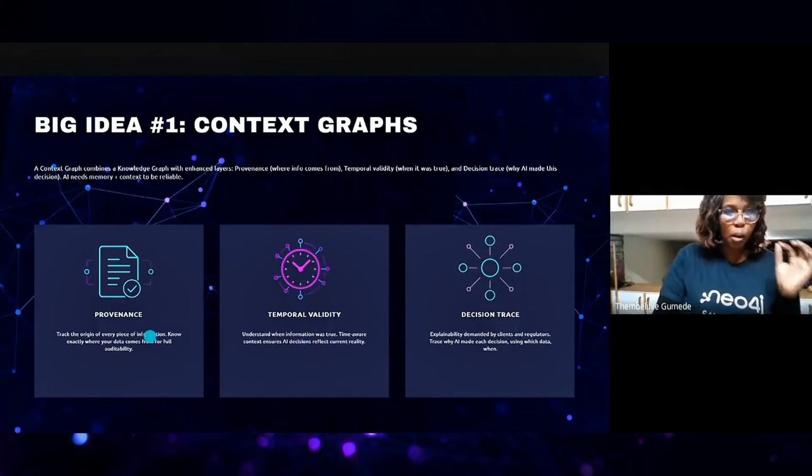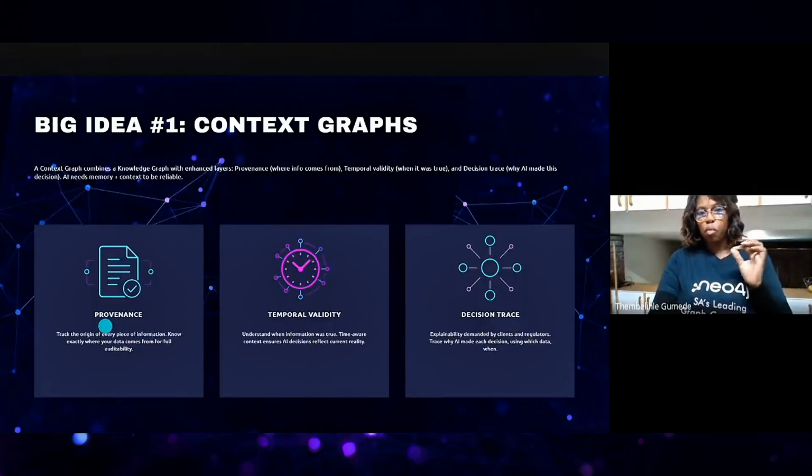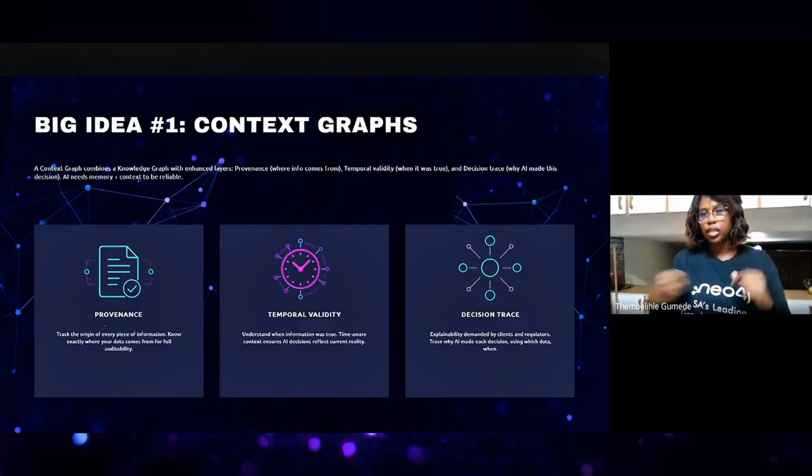Then we need provenance. So provenance is where the data came from. If you're saying Thembelihle earns 10 million US dollars, did this information come from her payslip, from the company? Did it come from her credit application where she stated she earns that much? Does it come from her bank statements? So where is this information coming from?